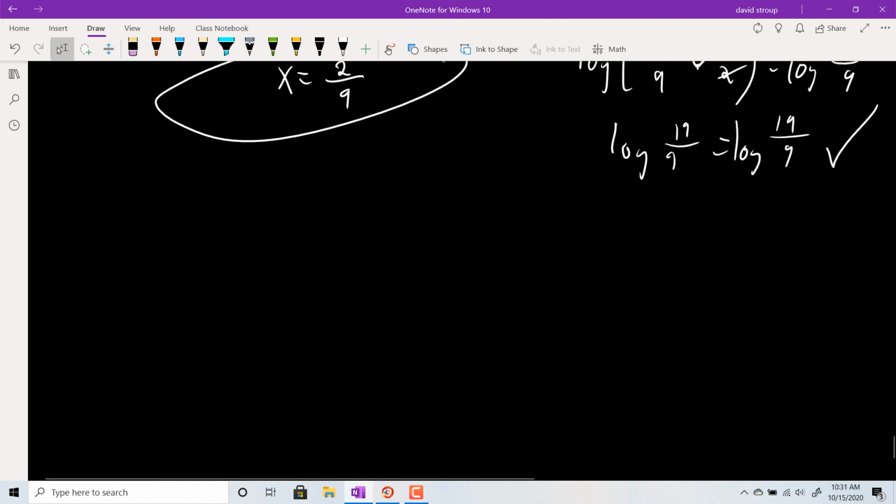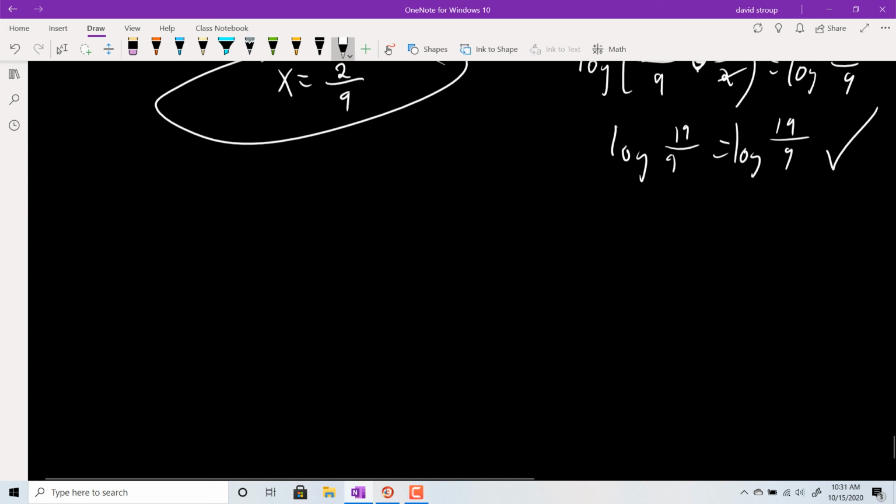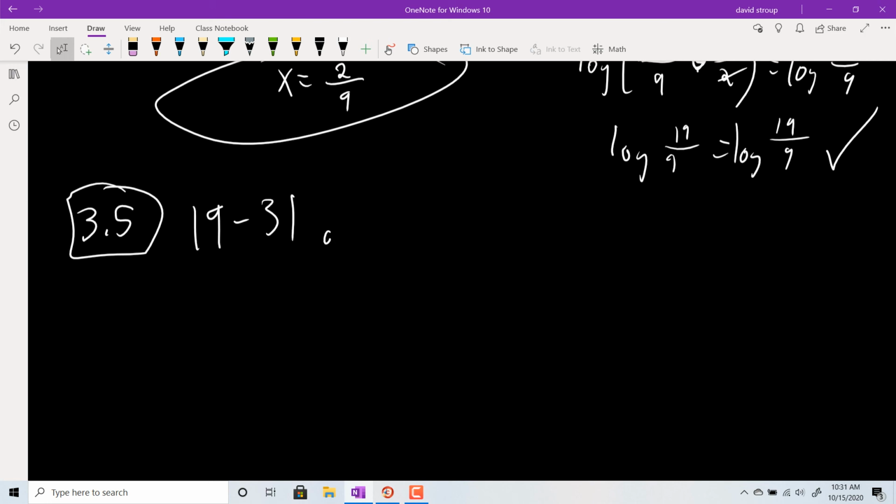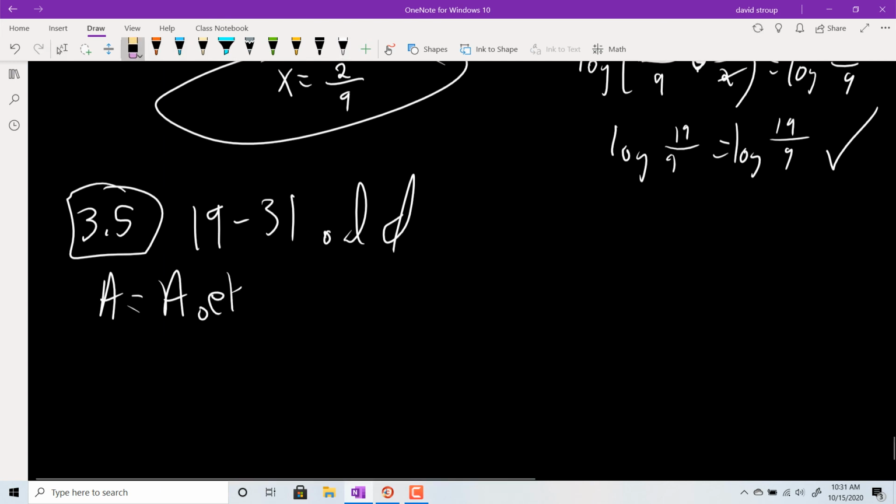Okay. So the last section then was all about applications, mathematical modeling, basically. 19 to 31 odd will be the type of questions I'm looking at. So you should have this A equals A sub 0 e to the kt memorized. I'll probably give it to you, but don't count on it.